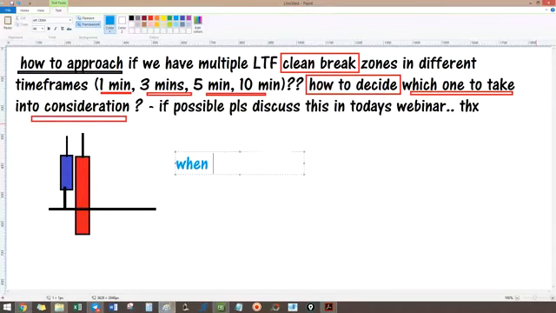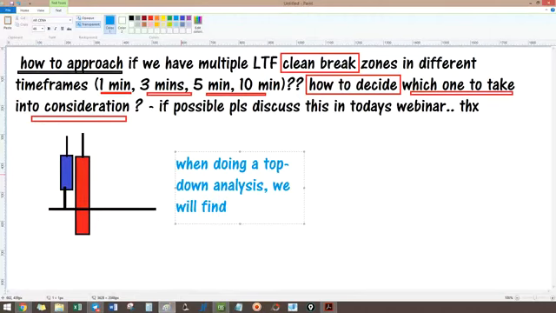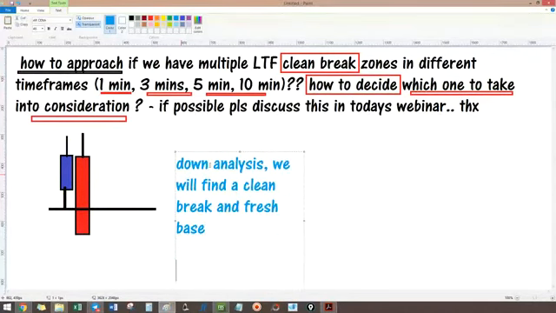When doing top down, the thing where you change the time frame to find the clean break, we call this top down analysis. Top down means from the high time frame to the lower time frame. We will find a clean break base, clean break, and fresh base. Or in other words, a decision point.